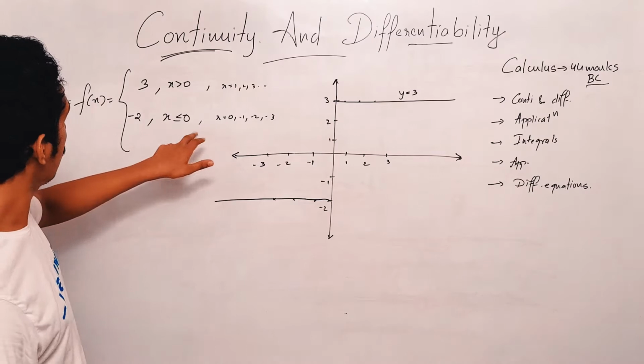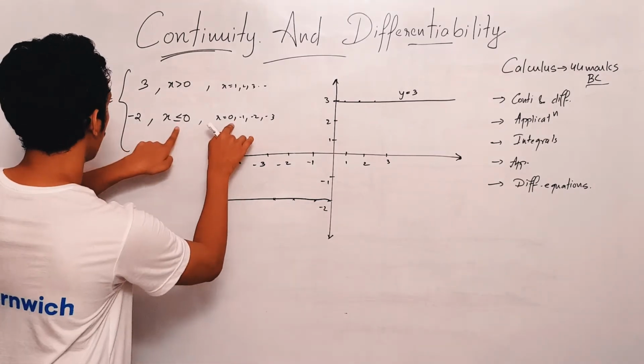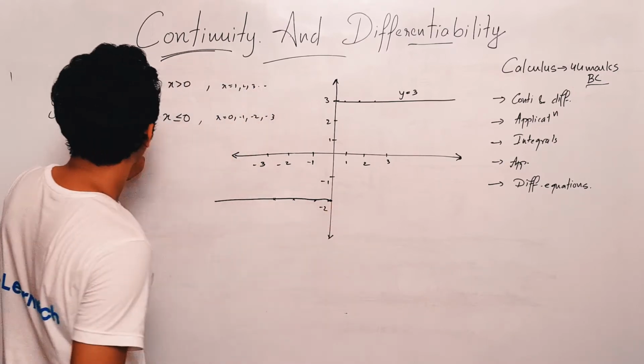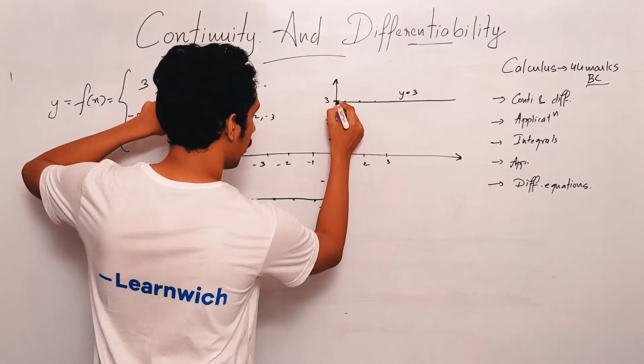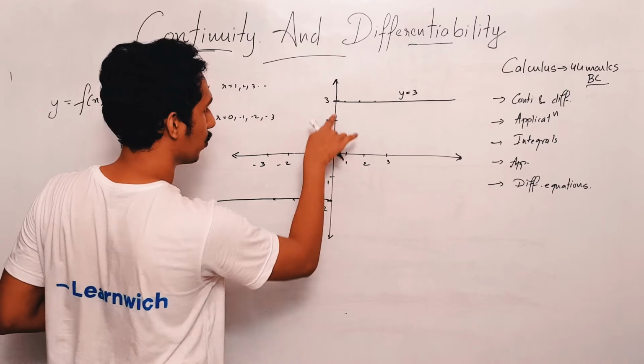This happens when x is equal to 0. When x is equal to 0, it is minus 2, so this point is included. For x greater than 0, this point is not included, because at x equal to 0, it is minus 2. It's not 3.